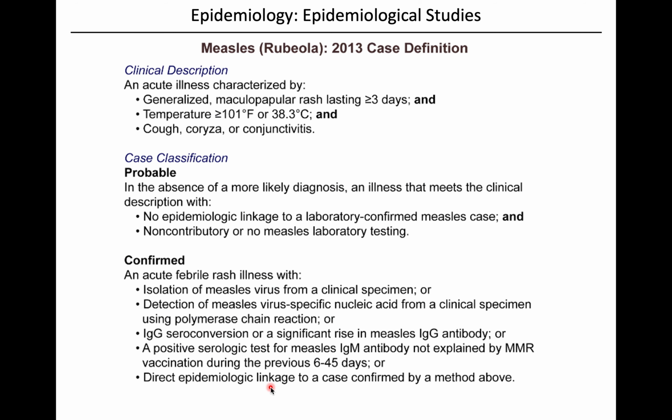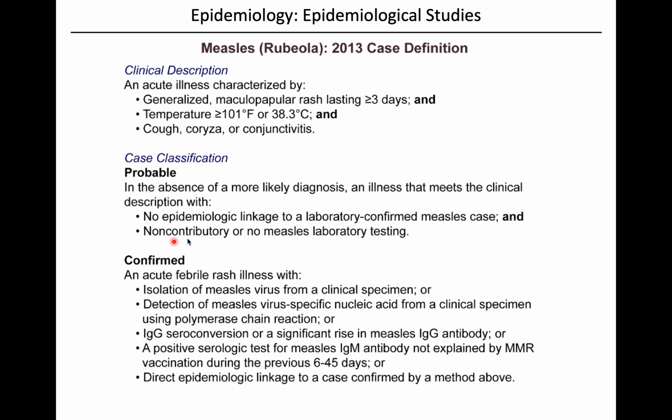So I'll give you one example here, which is the 2013 case definition for measles. And you can see there's a clinical description, right, which talks about specific symptoms, right? You have to have this maculopapular rash lasting a certain number of days, temperature over a certain amount, cough, etc. And then we have case classification, which is always going to be either probable or confirmed.